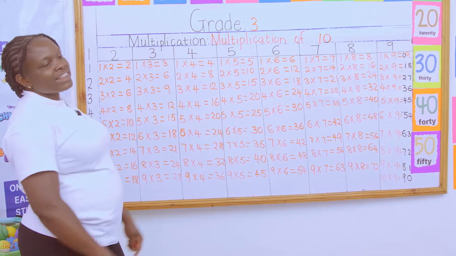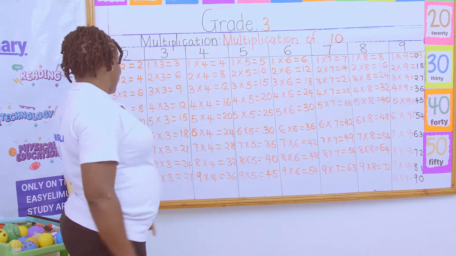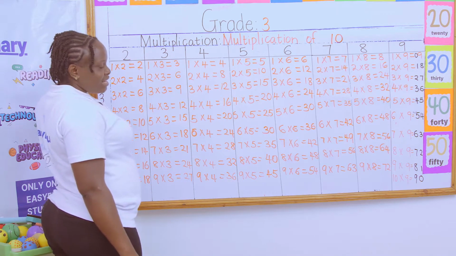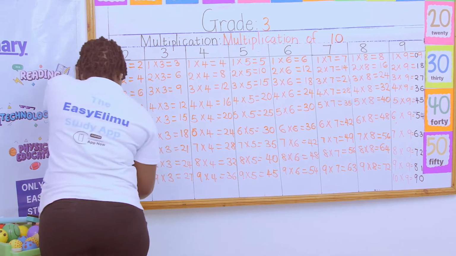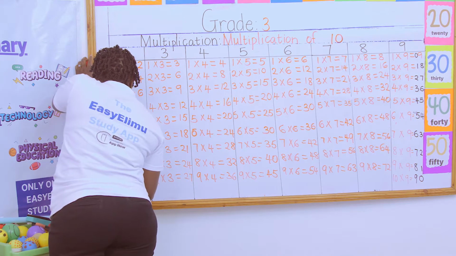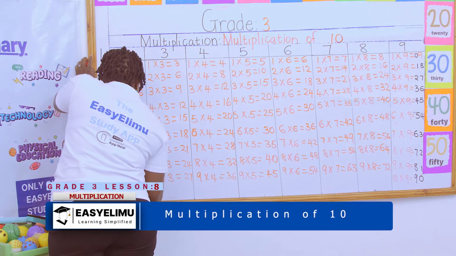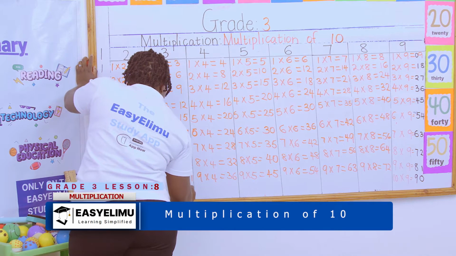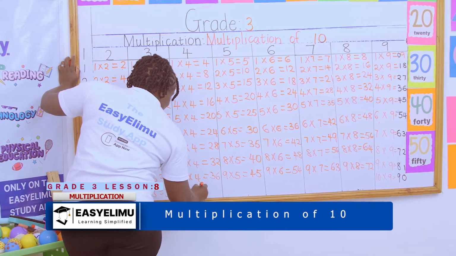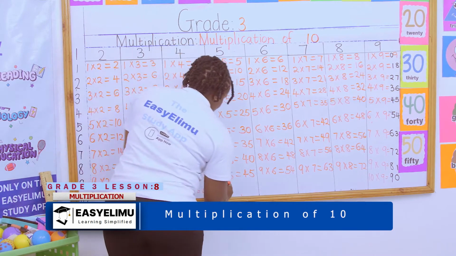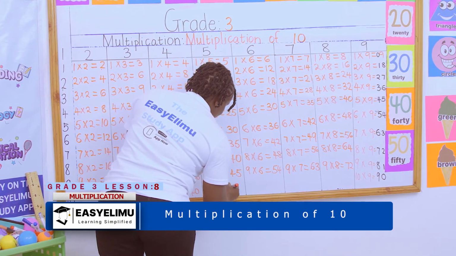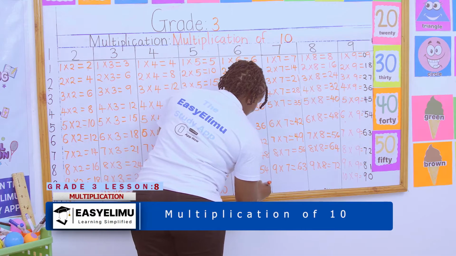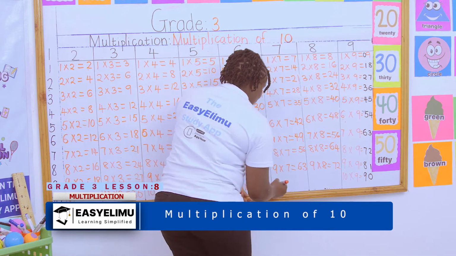Now we are on the last one. The last and the easiest. 10. Any number times 10 is that number and a 0. Again, any number times 10 is that number and a 0. So, what is 10 times 2? Teacher, it is 2 and a 0, 20. What is 10 times 3? 30. What is 10 times 4? 40. What is 10 times 5? 50. What is 10 times 6? That number and a 0, that is 60.